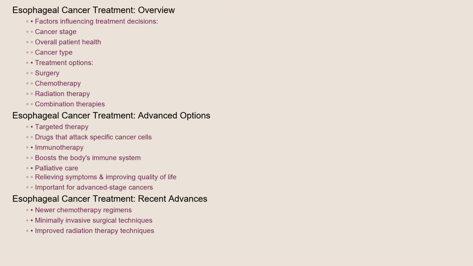Treatment for esophageal cancer depends on several factors, including the stage of the cancer, the patient's overall health, and the type of cancer. Treatment options may include surgery to remove the tumor, chemotherapy to kill cancer cells, radiation therapy to shrink the tumor, or a combination of these approaches. In some cases, targeted therapy or immunotherapy, which use drugs to attack specific cancer cells or boost the body's immune system, may be used. Palliative care, which focuses on relieving symptoms and improving quality of life, is also an important part of treatment, especially for advanced stage cancers. Recent advances include newer chemotherapy regimens, minimally invasive surgical techniques, and improved radiation therapy techniques.